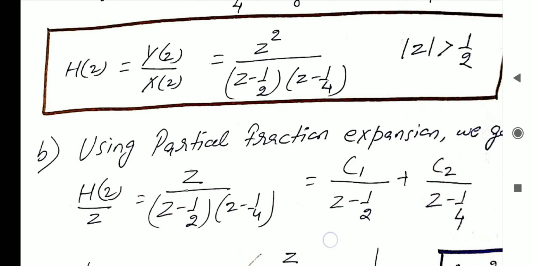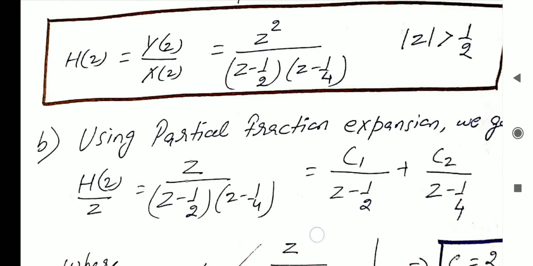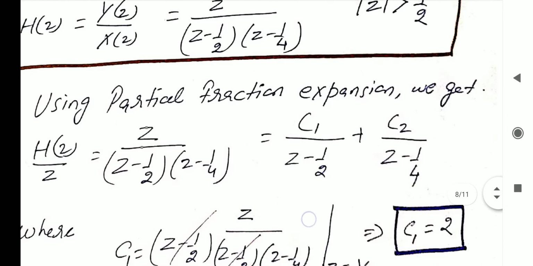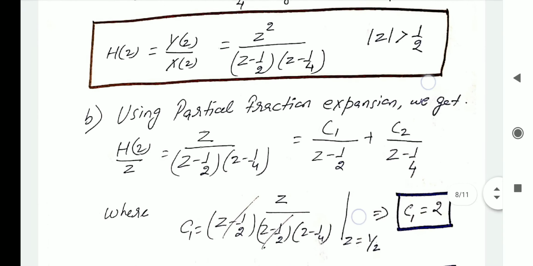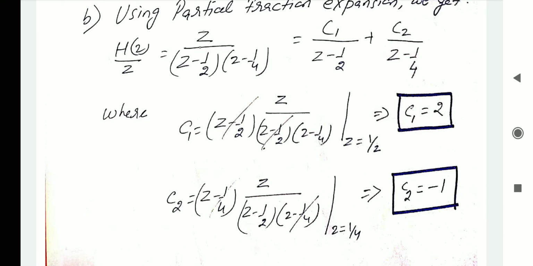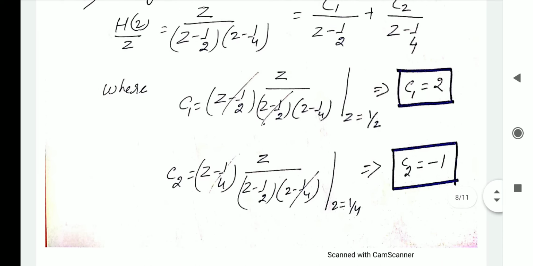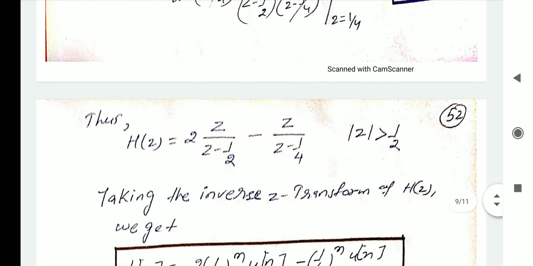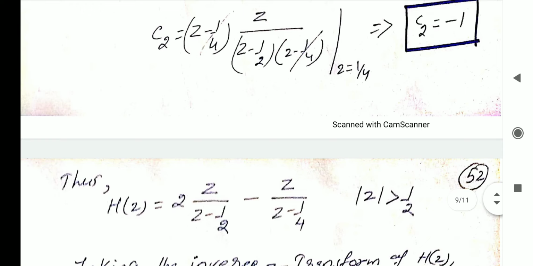Now coming to the B part, we want to find h of n. Using partial fraction expansion, this can be written as H(z) by z equals z by z minus 1 by 2 into z minus 1 by 4, equals c1 by z minus 1 by 2 plus c2 by z minus 1 by 4, where we can find the values of c1 and c2, and we'll be getting c1 as 2 and c2 as minus 2. Substituting these values, we'll be getting H(z) as 2 into z by z minus 1 by 2 minus z by z minus 1 by 4, since the value of c1 is 2 and c2 is minus 1.